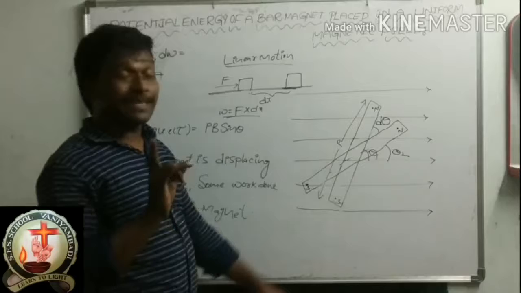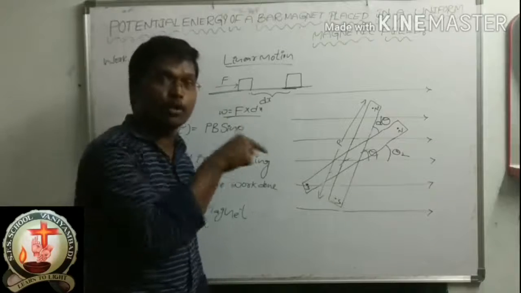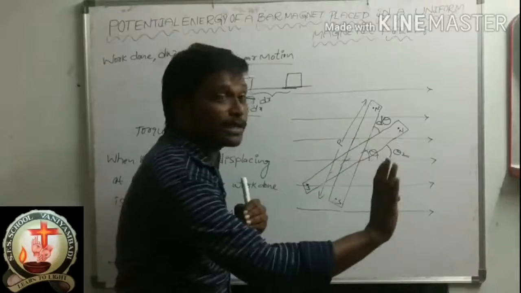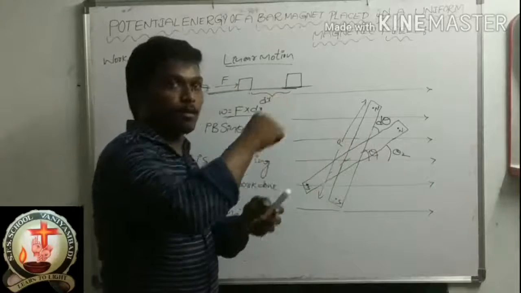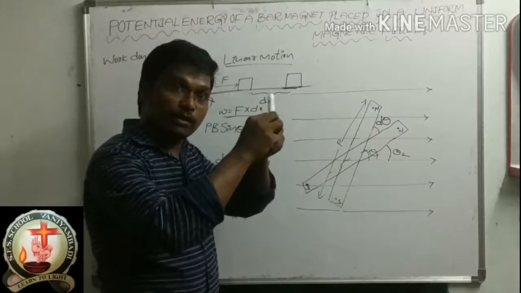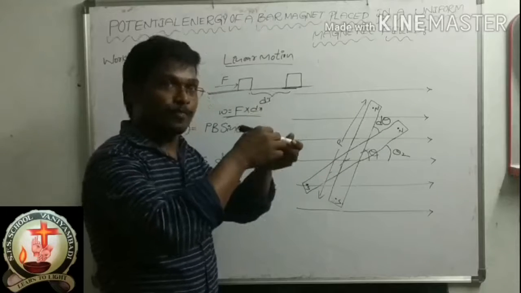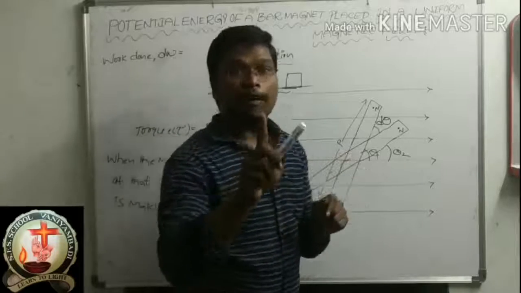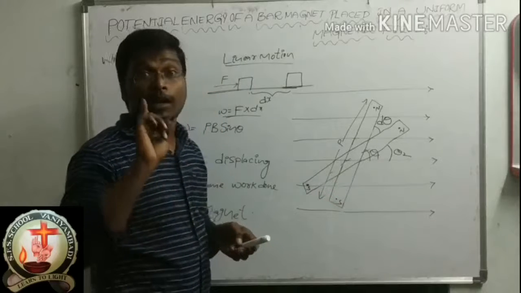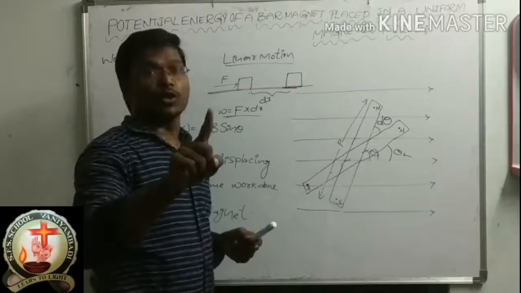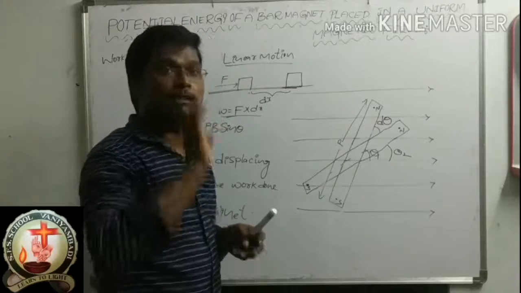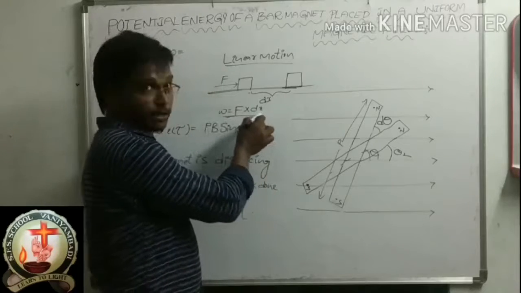But in our concept, it's not linear motion, it is angular motion. The body is not moving straight, not moving in only one direction. It is rotating. So this is angular motion. In angular motion, the formula of work done is torque into angular displacement. In angular motion, the work done formula is what? Torque into angular displacement. Linear motion, force into displacement.